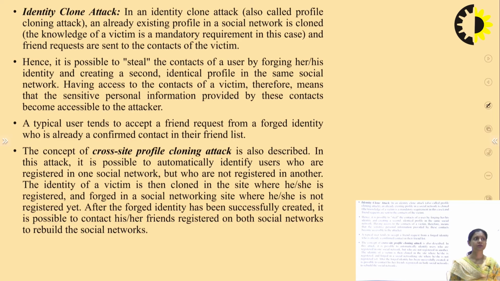So, we have two types of things. The first one is the identity clone attack, where an already existing profile in the social network is cloned and friend requests are sent to the contacts of the victim. Here it is possible to steal the contacts of the user by forging his or her identity and creating a second identical profile in the same social network. Having access to the contacts of a victim means that the sensitive personal information provided by these contacts becomes accessible to the attackers.